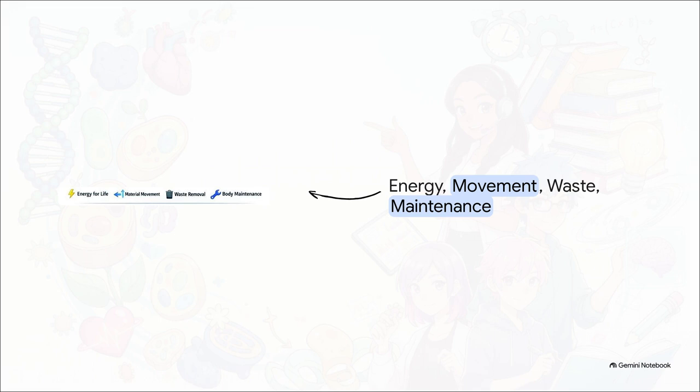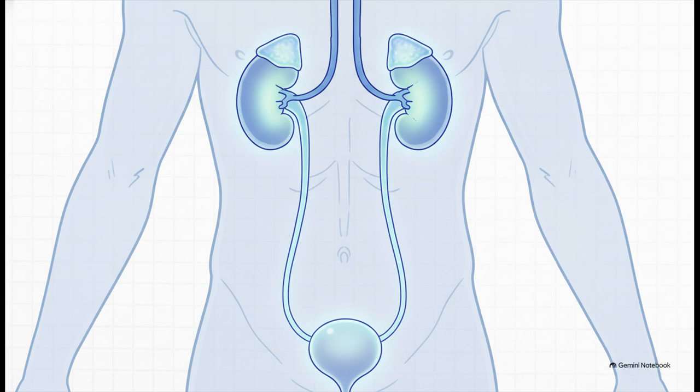This perfectly illustrates the interconnected cycle of life processes. You've got energy for life, material movement actively distributing that energy all over, and waste removal getting rid of the toxins. It all works seamlessly together for total body maintenance. In complex multicellular organisms like us, we have incredibly well-developed systems handling these exact tasks non-stop to maintain that critical homeostasis.